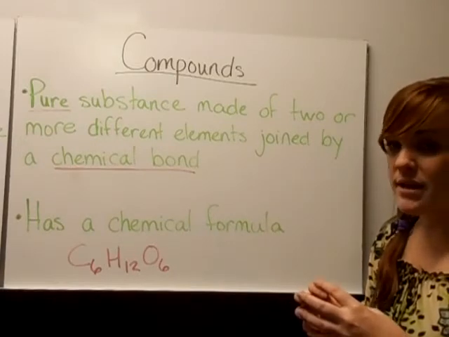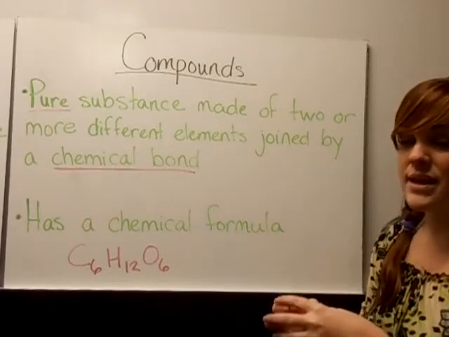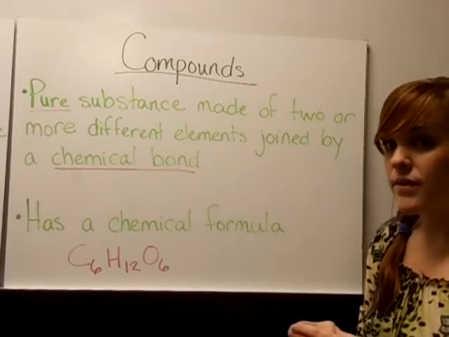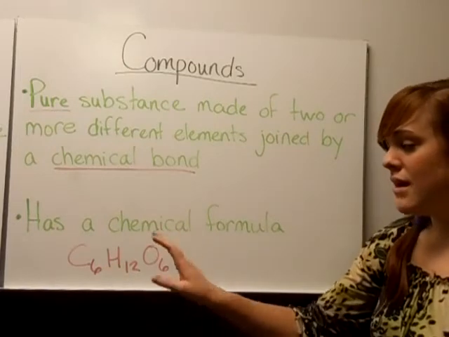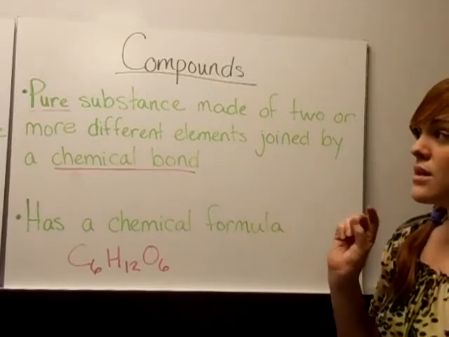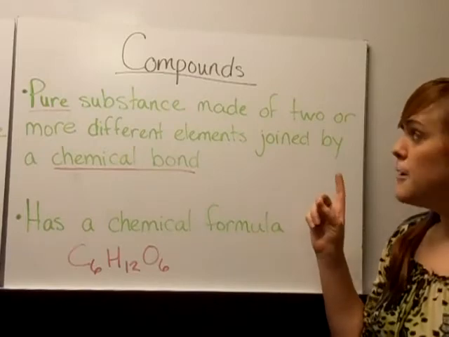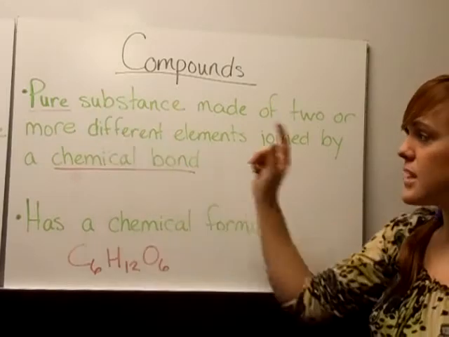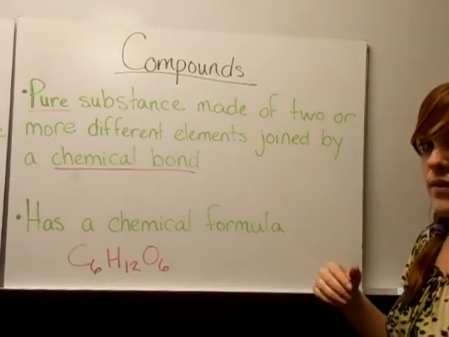You can't separate a sugar molecule into something different by physical forces. Okay, you would have to use some chemical process to separate that back down into carbon, hydrogen, and oxygen. Go ahead and pause it again, because you will need to write down the definition for a compound, which is just this part. The pure substance made of two or more different elements joined by a chemical bond. Okay?